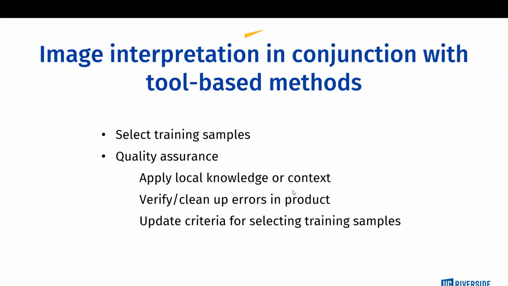I've heard some anecdotes that sometimes if there are shadows on the image, the tool will think that they are water bodies rather than actually shadows. So that kind of error would have to be cleaned up by somebody, and a human is a good person to do that. And also, if there does seem to be a problem with the deep learning, humans can decide what criteria should be tweaked or updated for selecting those training samples that are being fed into the algorithm.